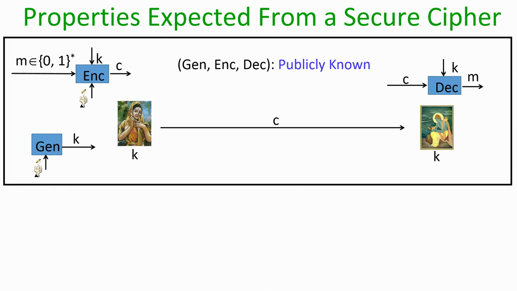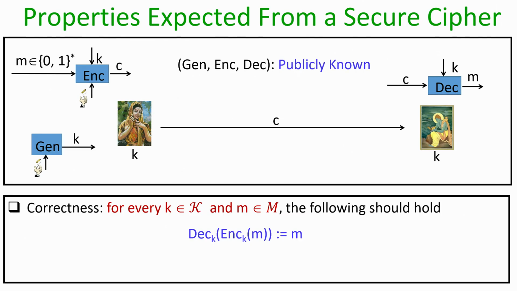Now, what are the properties that we need from any secure symmetric key encryption scheme? Roughly, we need two properties. The first property is the correctness property, which says that for any key which the key generation algorithm has output, and for any plain text M which has been encrypted, the following condition should hold. If I encrypt the plain text M under the key k to obtain a ciphertext C, and if I decrypt that ciphertext C using the decryption process under the same key k, I should get back the original M. That is the correctness property.